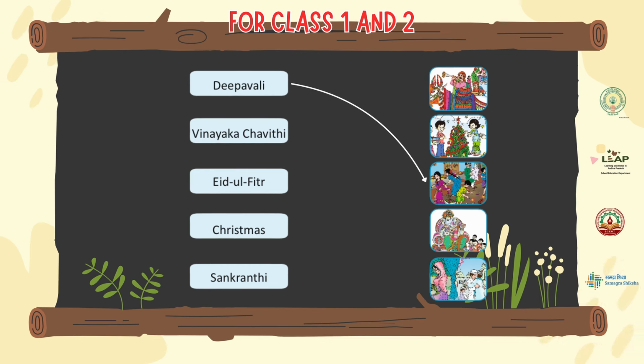So, match the word Deepavali with the picture showing lamps and lights. So, where is that? That is, the picture is the third one from the top. So, next one is Vinayaka Chavati.